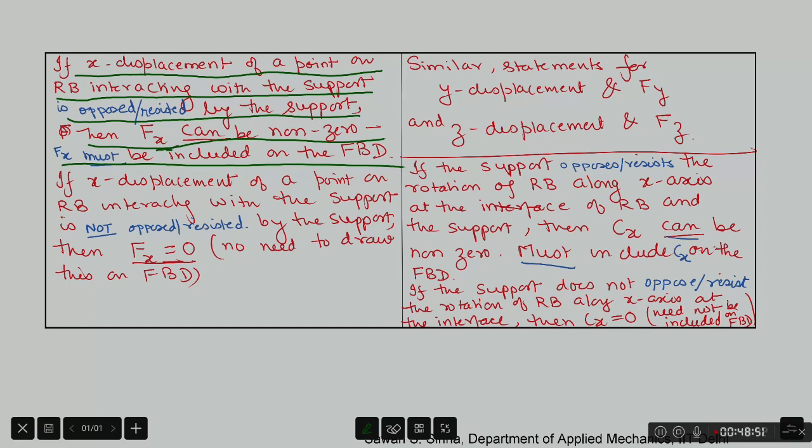If the x displacement of a point on the RB interacting with the support is not opposed or resisted by the support, then Fx is guaranteed to be 0 in the reaction force system. There is no need to introduce a new unknown on the FBD.